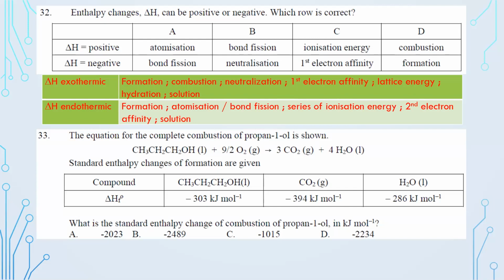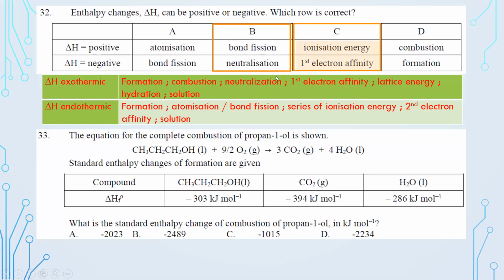From here, we can tell that the ones which are positive can be 2 answers. The answer is either B or C. Both B and C are accepted in this case. If you look carefully, in B, bond fission is bond breaking, so endothermic. And then C, first ionization energy and first electron affinity. So the answer can be B and C, 2 answers in here. Okay, so this is 32.